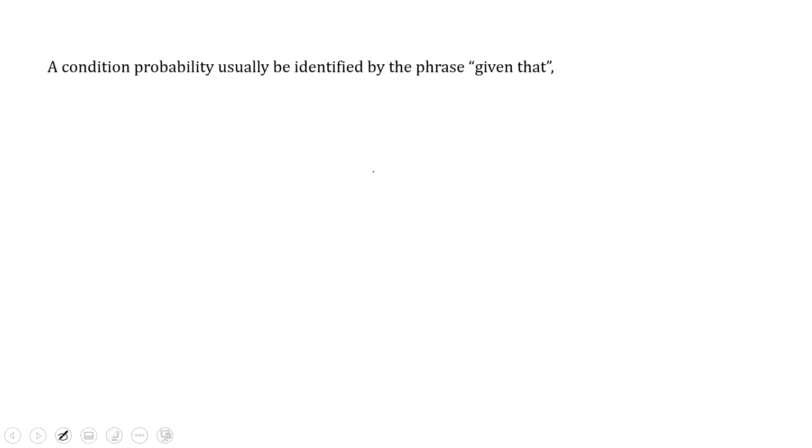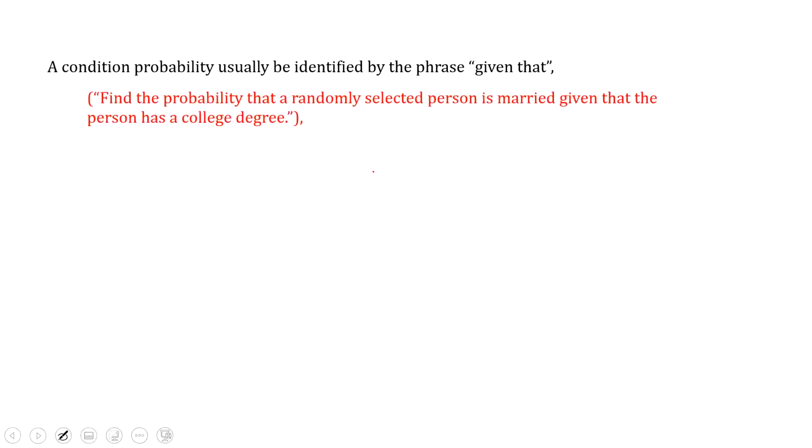The conditional probability usually is identified by the phrase "given that." For example, find the probability that a randomly selected person is married given that that person has a college degree. As long as a person has a college degree, that's what we're looking at. We're looking at all the people that have a college degree, and how many of those people are married. Sometimes it's written a little differently and it's more subtle, so you have to ask yourself, what are they asking?